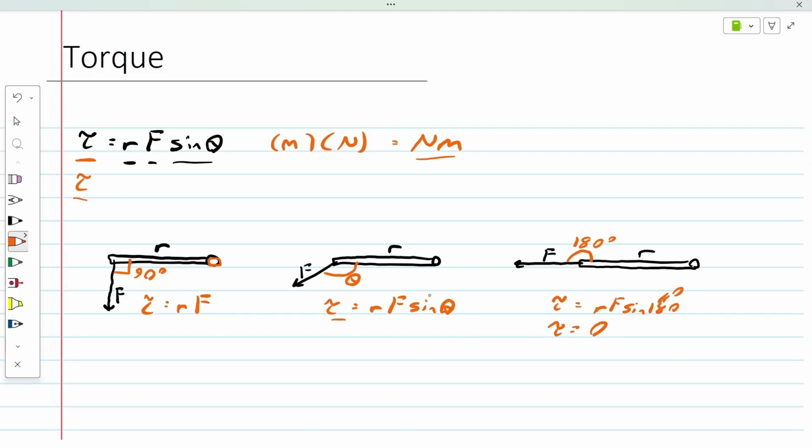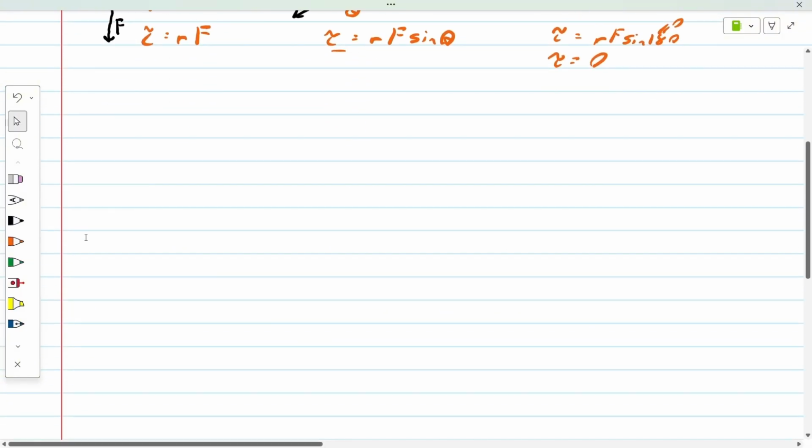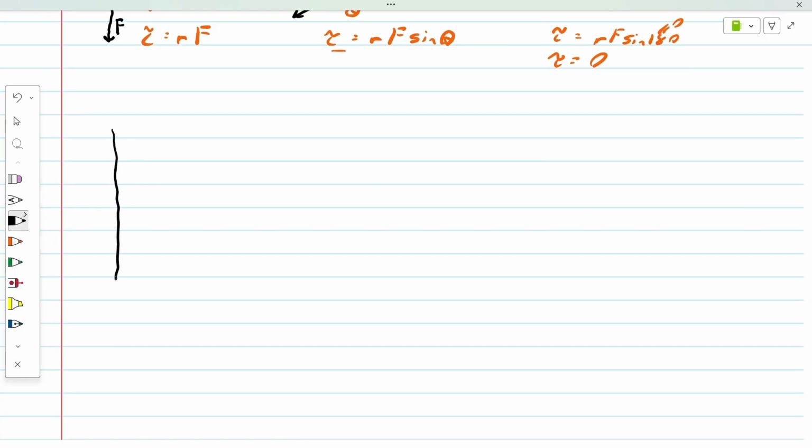So let's talk about how we can use force diagrams for this. Let's say we had a situation where there was a wall and there was some beam coming off of it, and let's say we wanted to calculate the net torque or something.